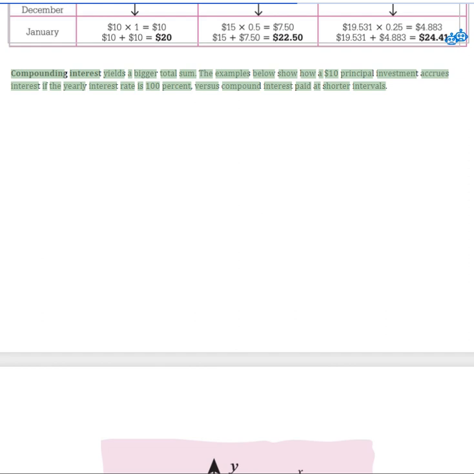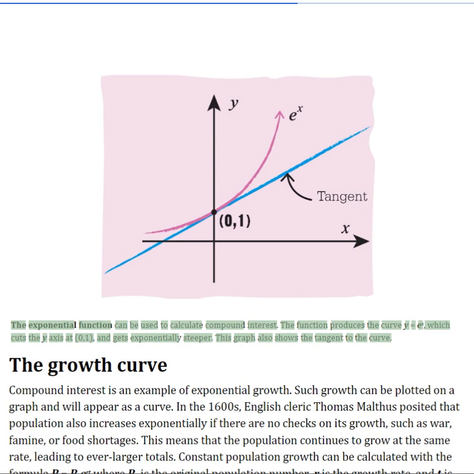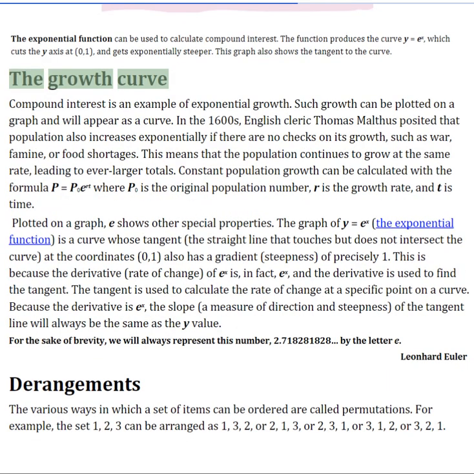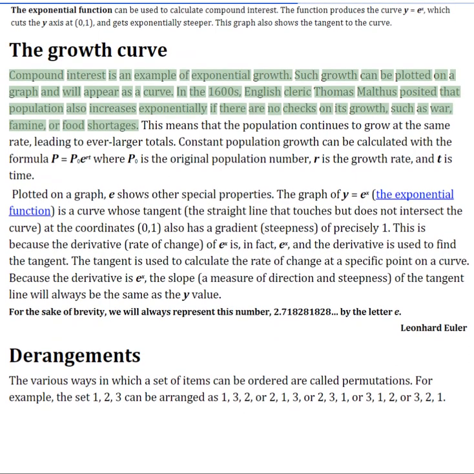Compounding interest yields a bigger total sum. The examples below show how a $10 principal investment accrues interest if the yearly interest rate is 100% versus compound interest paid at shorter intervals. The exponential function can be used to calculate compound interest. The function produces the curve y equals e^x, which cuts the y-axis at 1, and gets exponentially steeper. This graph also shows the tangent to the curve.